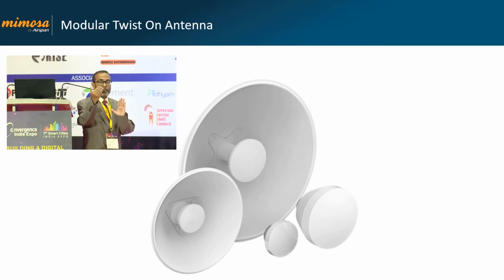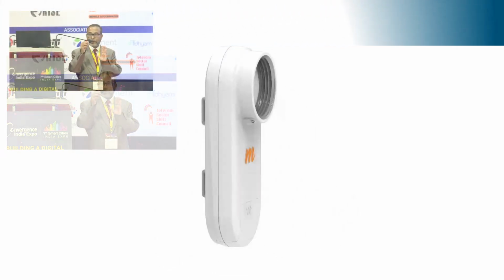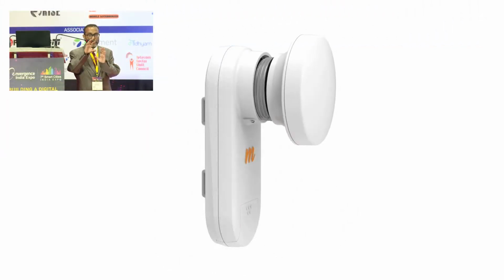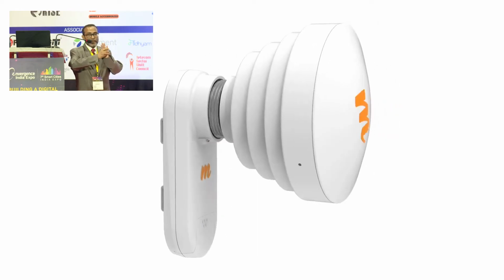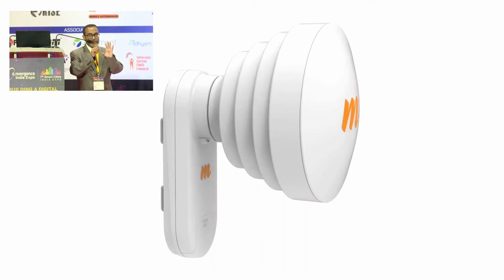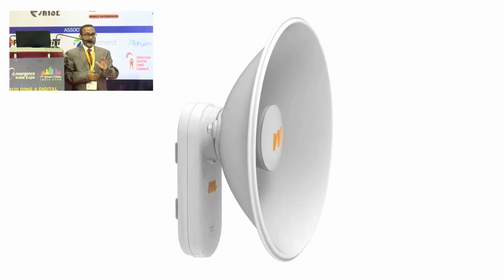If you are using a point-to-point or point-to-multipoint radio, probably you can see there is an RF cable running between the antenna and the radio. So we have removed that part. From the radio, you directly mount the antenna. So one leakage point, which is through RF, is going to get eliminated.